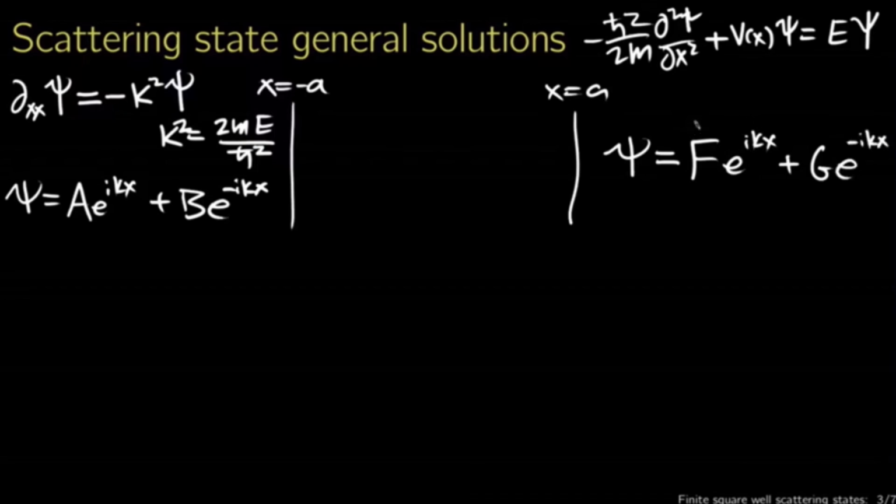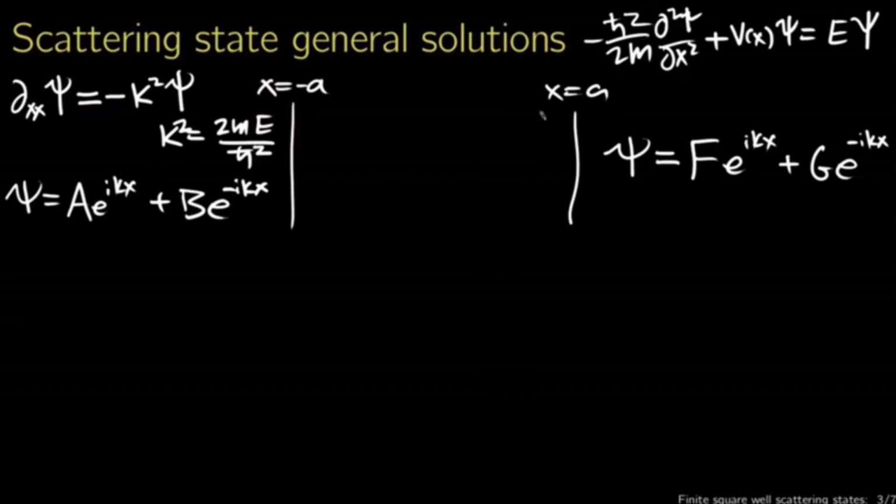Now I've used different constants F and G, but the same constant k, since overall we're trying to solve the same Schrödinger equation, so we have effectively the same value for E, and therefore the same value for k, as defined in terms of 2mE over ħ². For the region in between -a and a, we're going to have a slightly different Schrödinger equation.